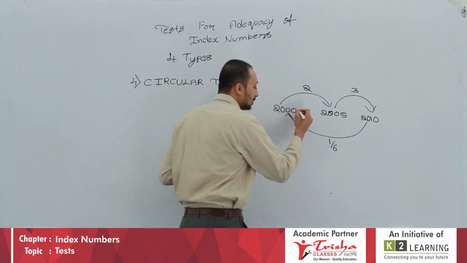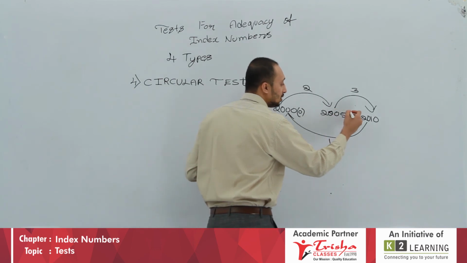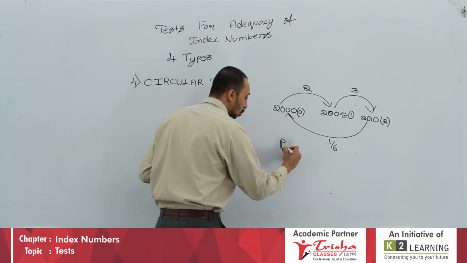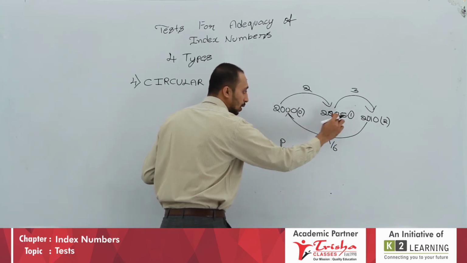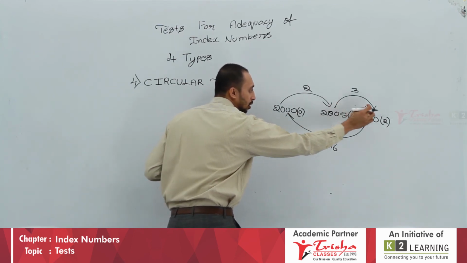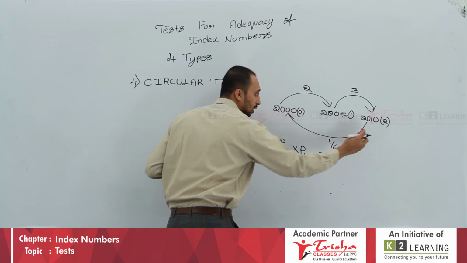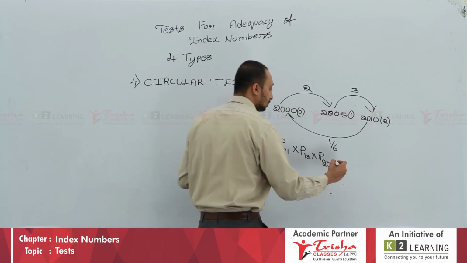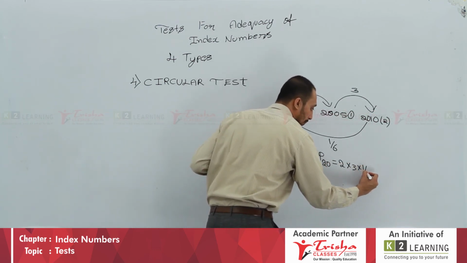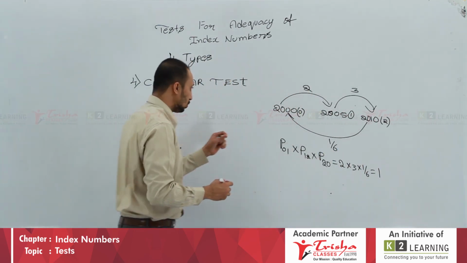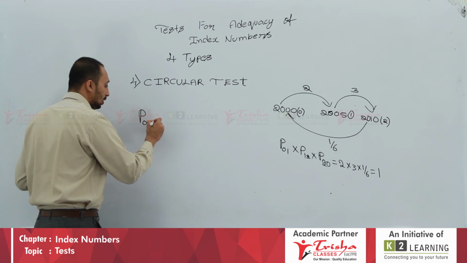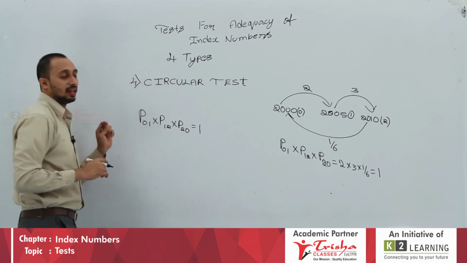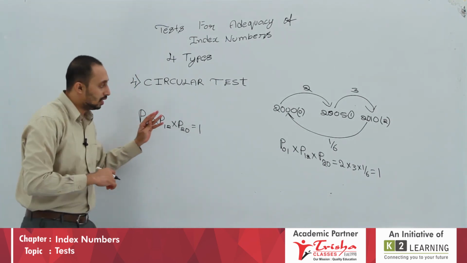So if I represent this time as 0 and this I represent as 1 and this I represent as 2, then obviously P01 into P12 into P20 is nothing but 2 into 3 into 1/6, that is nothing but 1. So it is P01 into P12 into P20. If this value is coming 1, then it will pass circular test, or else it will fail circular test.